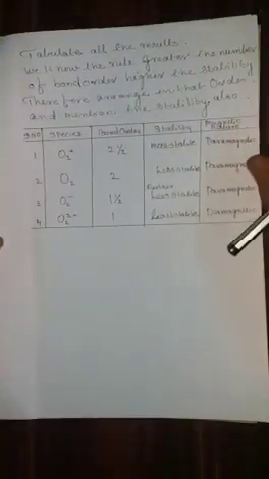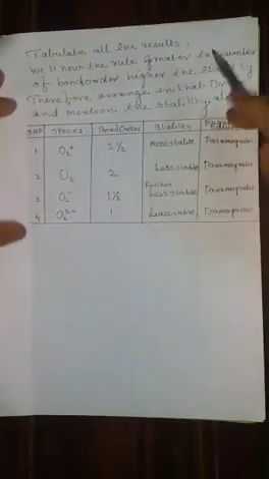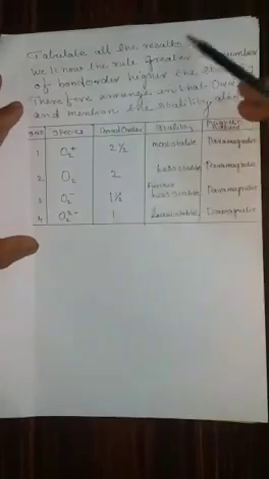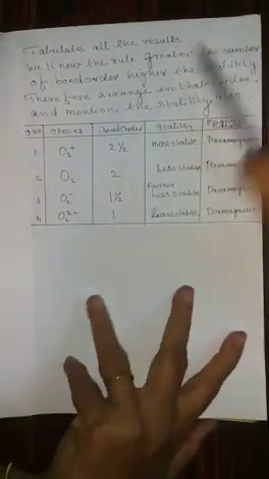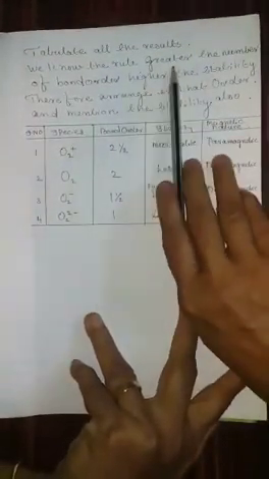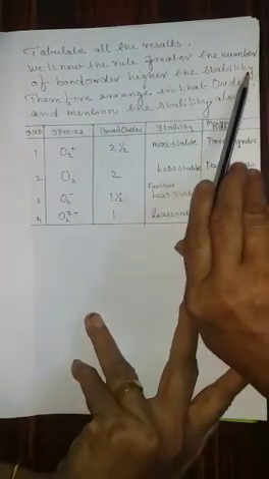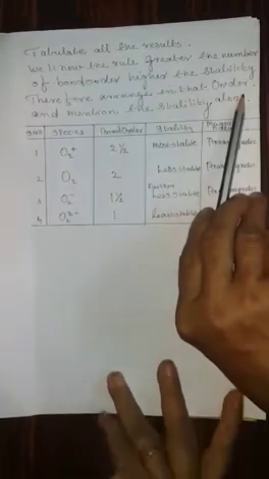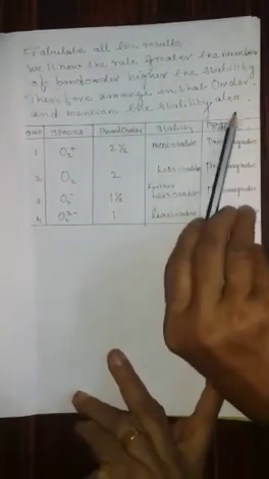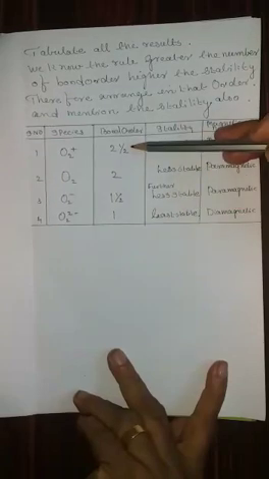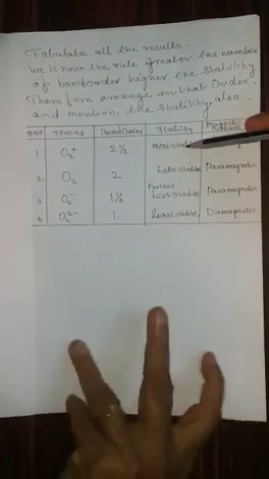Now tabulate all the results. For the examination, if such a question is asked, you have to tabulate all the values. We know the rule: the greater the bond order, the higher the stability. Therefore arrange them in that order and mention the stability also. Whichever has the highest bond order, you put it first; that is the most stable.